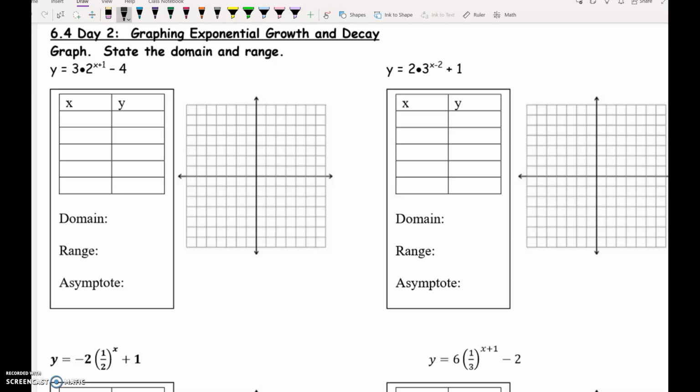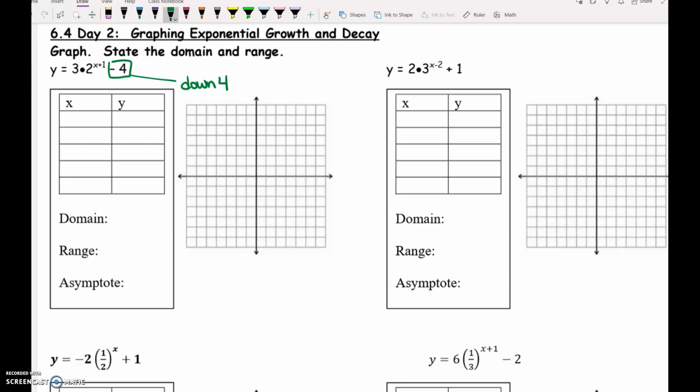Today we're going to focus on what these graphs look like and some of the key things in the equations that will help you pick out the correct graph when you see the equation. The biggest hint is going to be whatever is added or subtracted at the end. This -4 indicates that this graph has been moved down 4.